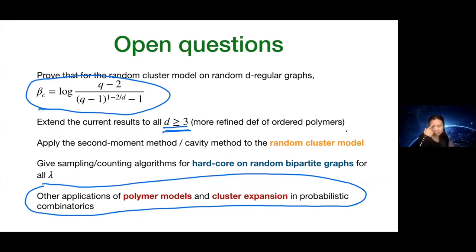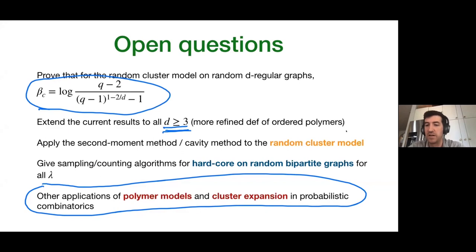Okay, so your result applies for random bipartite graphs, but not... I mean, for expanders, it does. Not for general graphs, but for expanders, it certainly does. Okay, thank you.